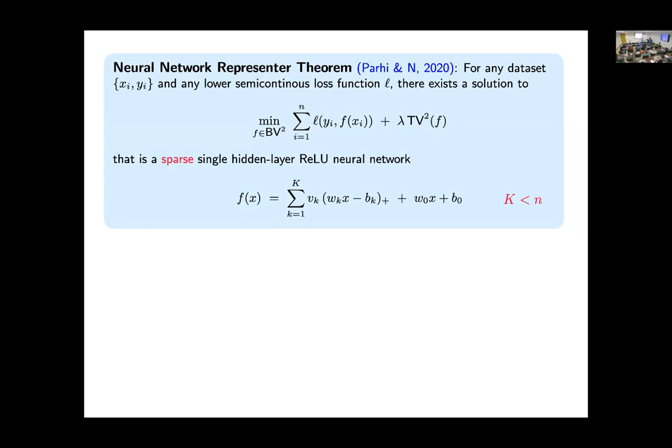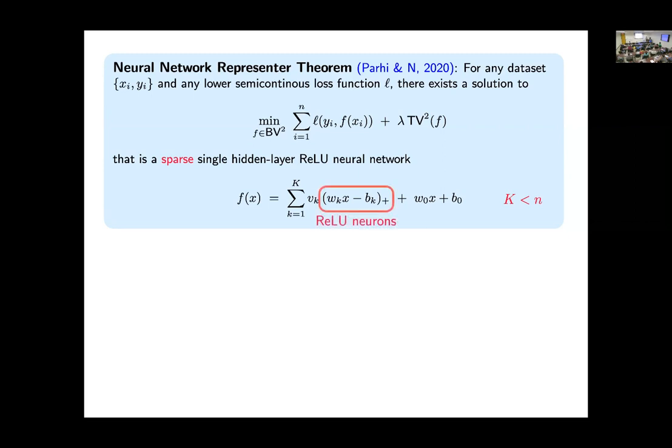So we're optimizing over function space. We have a sum of loss functions, which could be a sum of squared errors over some finite data set of xi, yi pairs, and then we're regularizing the TV2 of the function. What the theorem says is that there's a solution to that optimization that takes exactly the form of a shallow neural network with a width k, the number of neurons, being less than the number of data points. There are just a couple of points I want to show here.